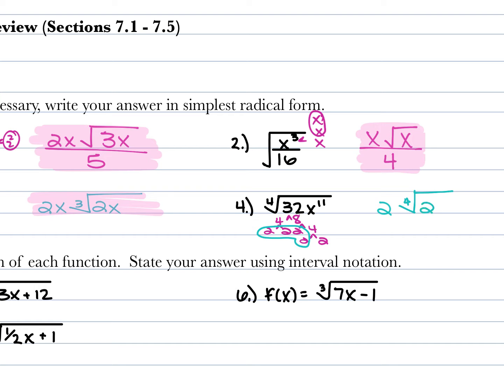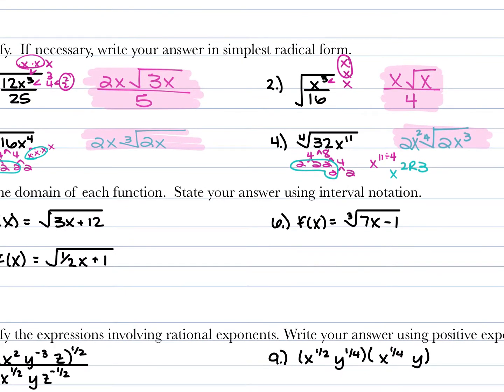Your x to the 11th power, though, you're going to take that power of 11 and divide it by 4. 4 goes into 11 2 times with a remainder of 3. So the x squared goes on the outside. The x cubed stays underneath. So it's just 2x squared times the 4th root of 2x cubed.